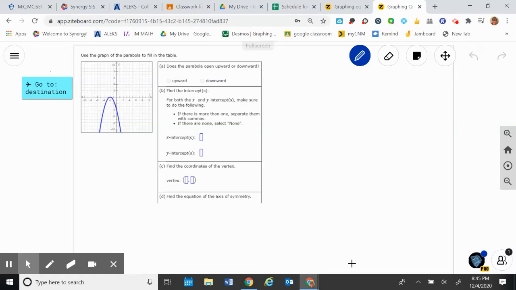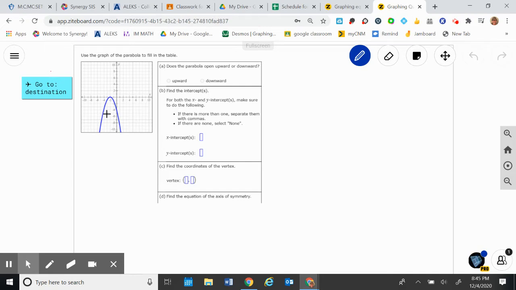All right, so this last video of the year, at least for 2020 fall, is all about graphing parabolas. First they're going to have you do kind of the easy stuff, which is use the graph of the parabola to fill in the table. So they're giving you a parabola that's already graphed. This is kind of a vocabulary and just an awareness.